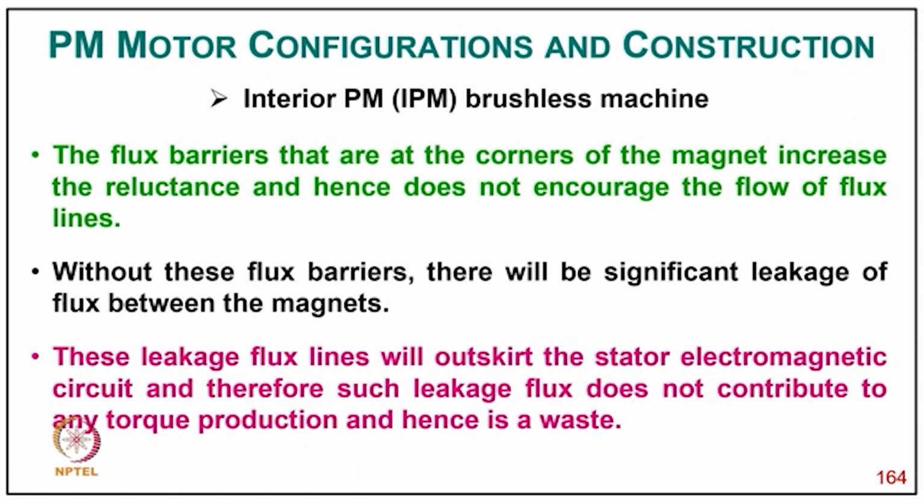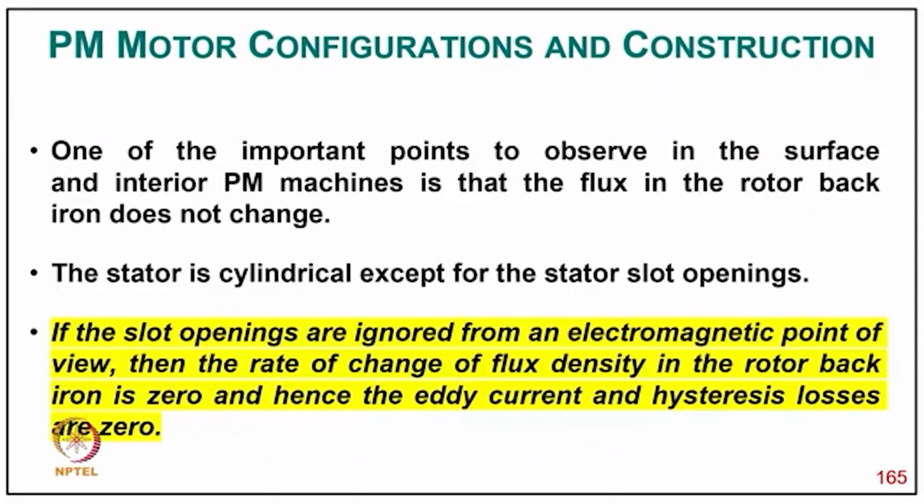The flux barriers at the corners of the magnet increase the reluctance and hence discourage the flow of flux lines. Without these flux barriers, there would be significant leakage of flux between the magnets, and these leakage flux lines outskirt the stator electromagnetic circuit, so such leakage flux does not contribute to any torque production and hence is a waste.